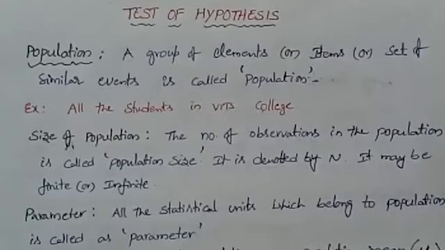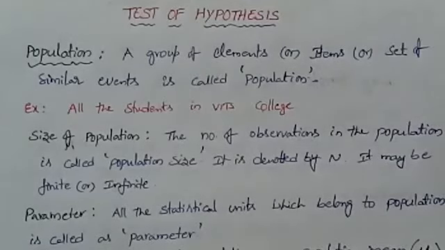Population is a group of elements or items or a set of similar events. That means it's a huge quantity. For example, all the students in our college. Next, sample. A sample is a part of the population, a subset of the population. Now, related to the population, the size of the population is the number of observations in the population, and it is denoted by capital N.